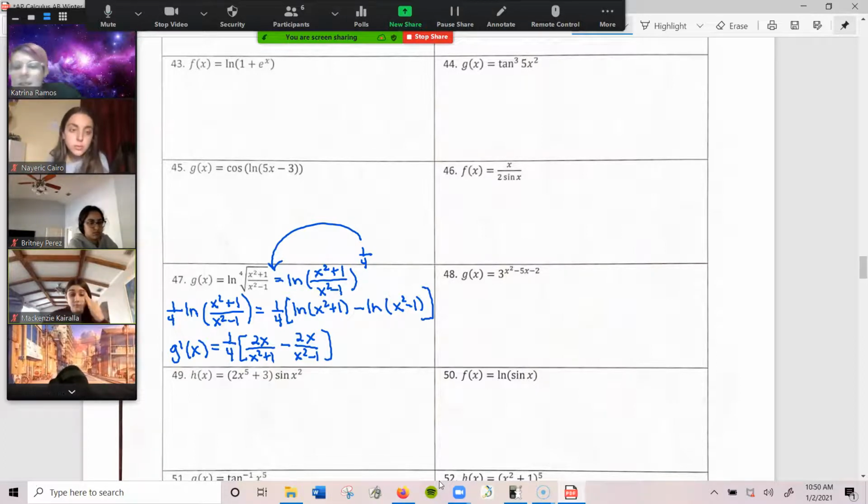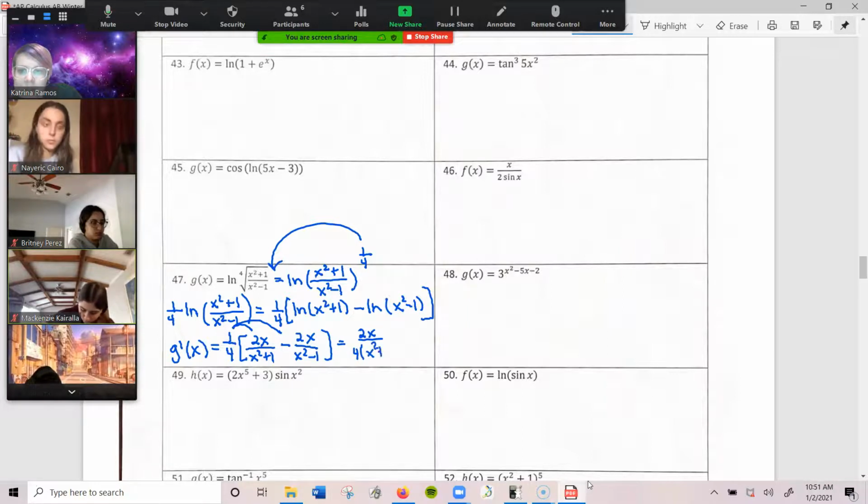Now we can distribute this 1/4, which is what I did in the answer key, I believe. This is already the derivative. If you left your answer like this, it's fine. But if you want to keep going, you can distribute this 1/4, and that would be 2x over 4 times x squared plus 1 minus 2x over 4 times x squared minus 1.